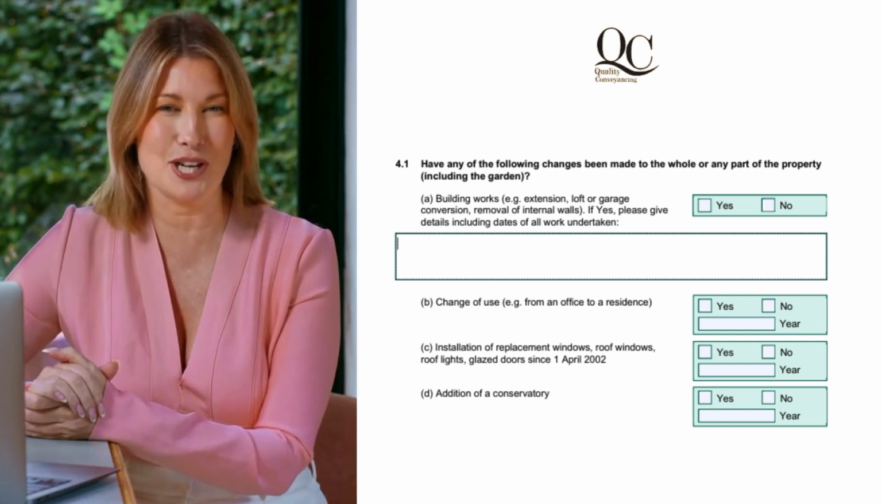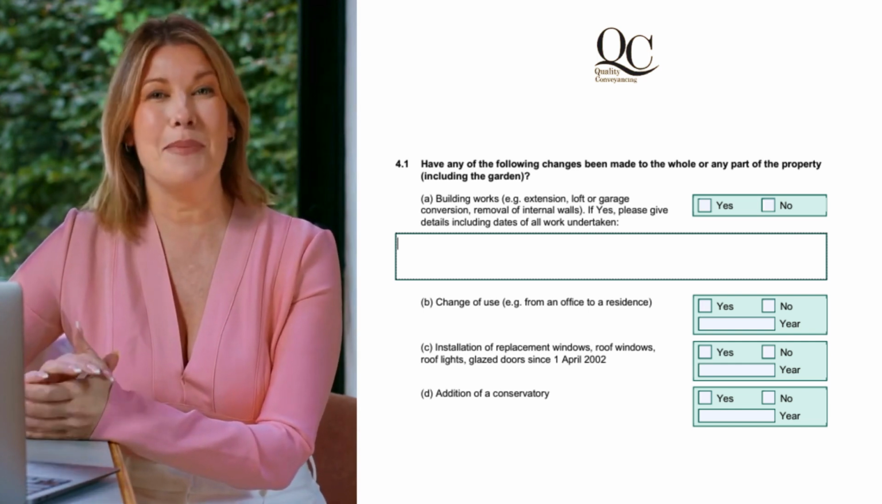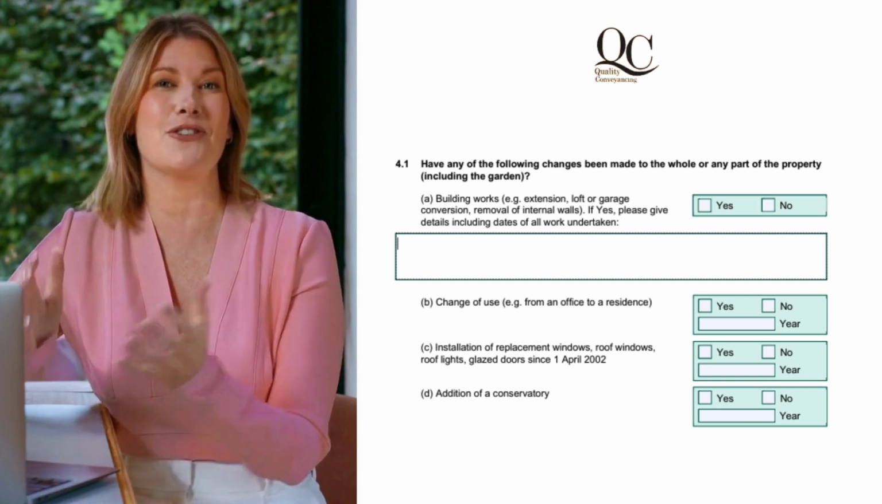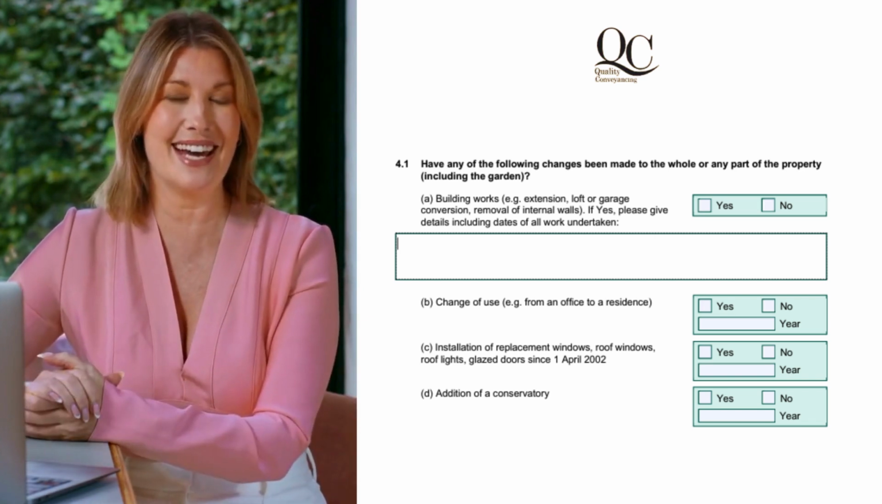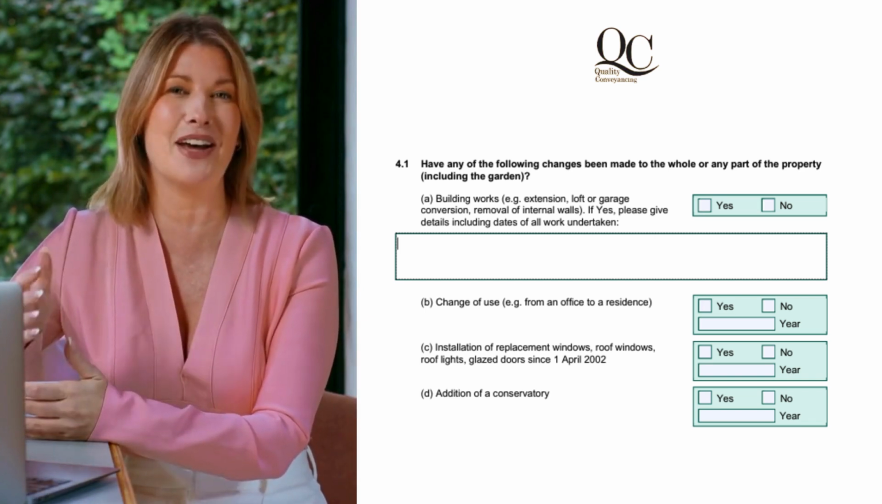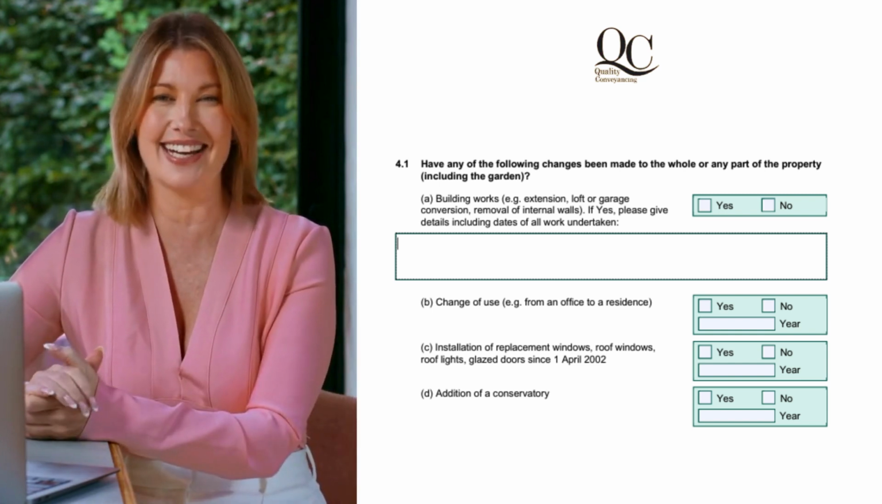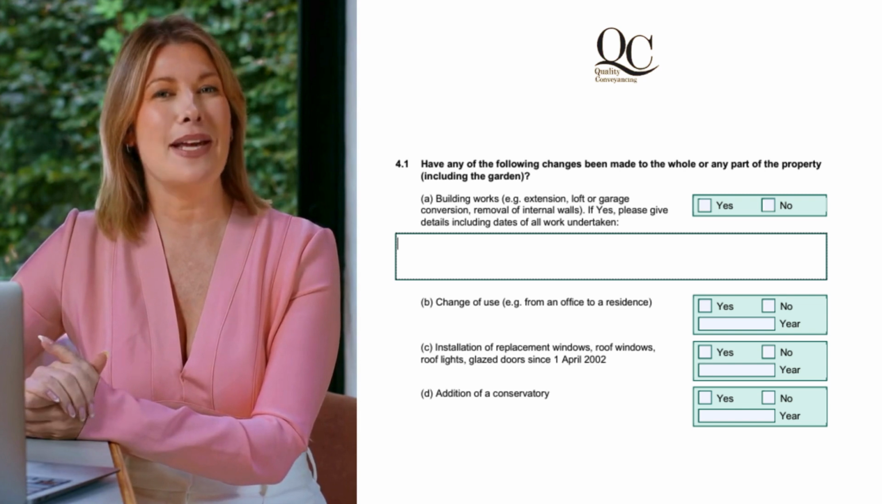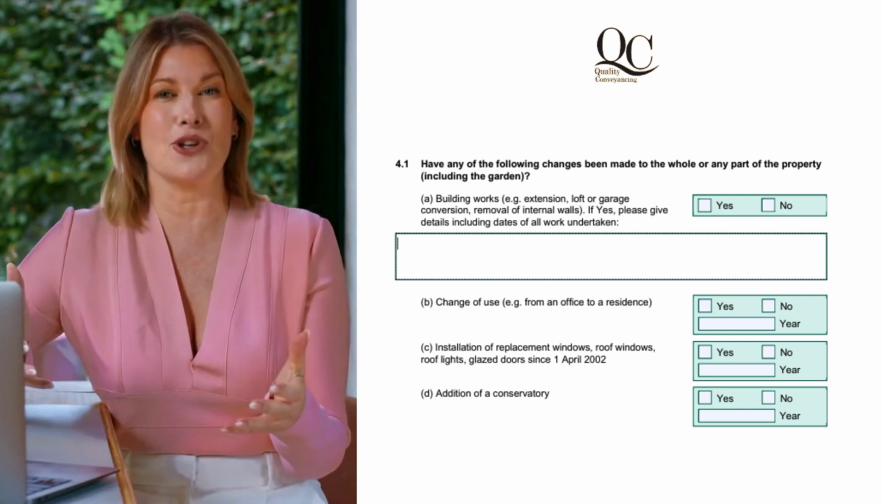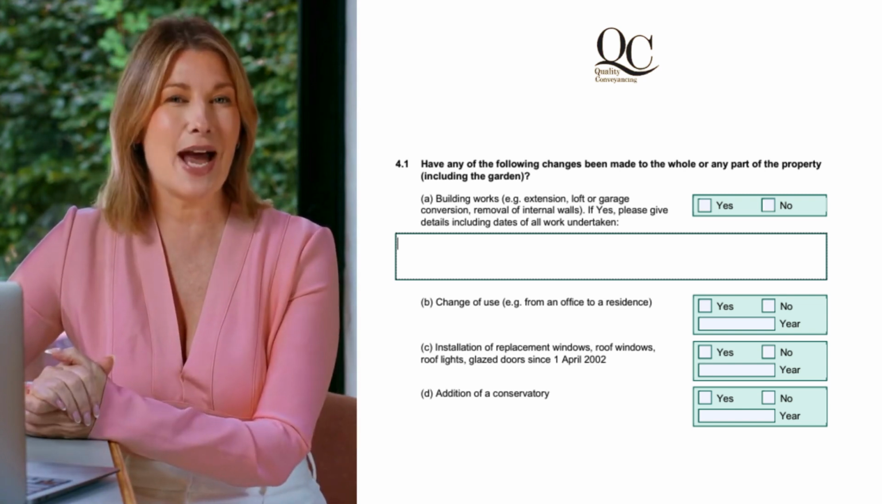Next, you'll be asked about change of use, which simply means whether a space was used for something different. For example, a garage turned into a living room, an office turned into a bedroom. If that applies to you, just tick yes and briefly explain what the space was originally used for, what it was changed into, and roughly when that happened.